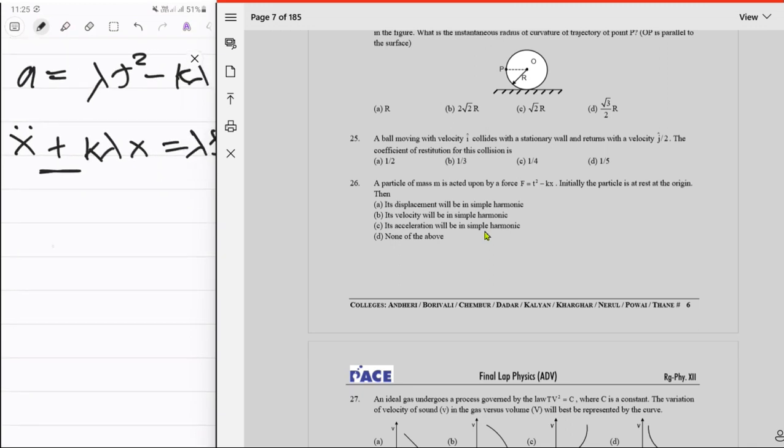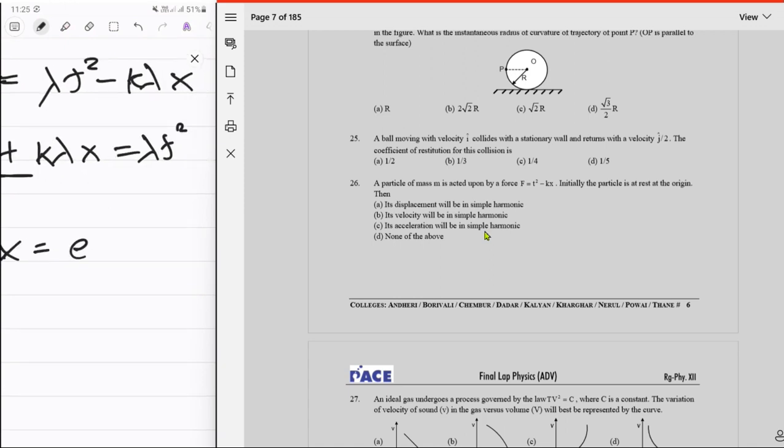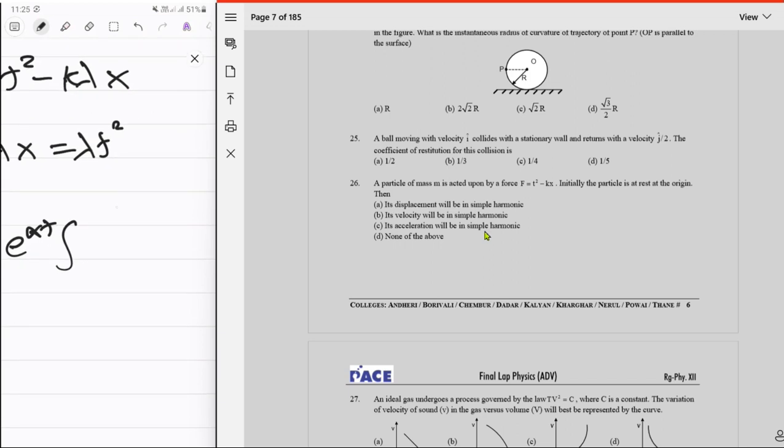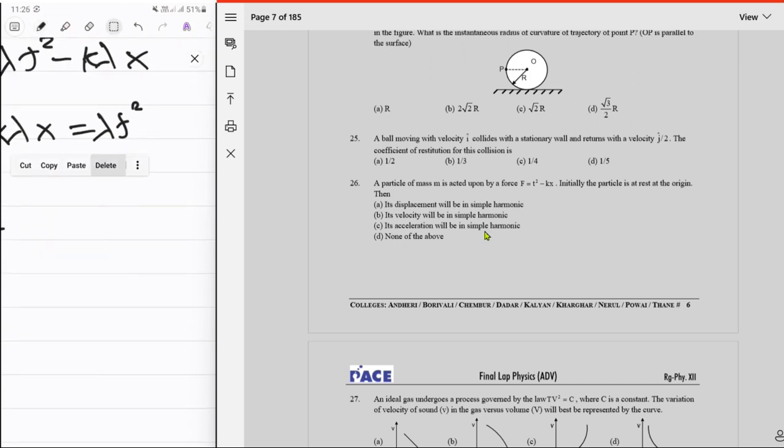Then our x is of this form, just e power alpha t, and then you get integration of e power negative alpha t times the forcing term. Right, that is the thing. So e power negative alpha t times lambda t squared. The lambda will come out. It's just e power alpha t times the integration upon alpha minus beta, which also comes in. It's just a lot of complicated stuff. So the integration of t squared e power negative alpha t with respect to t, of course, you want to integrate that.